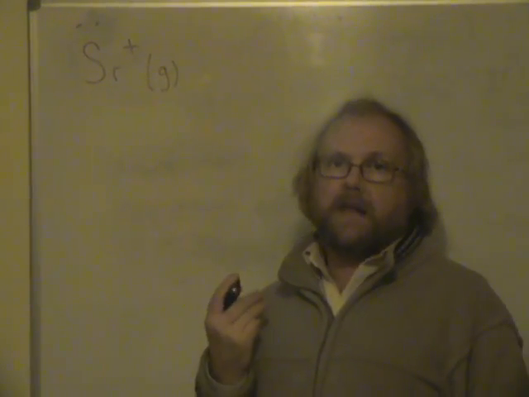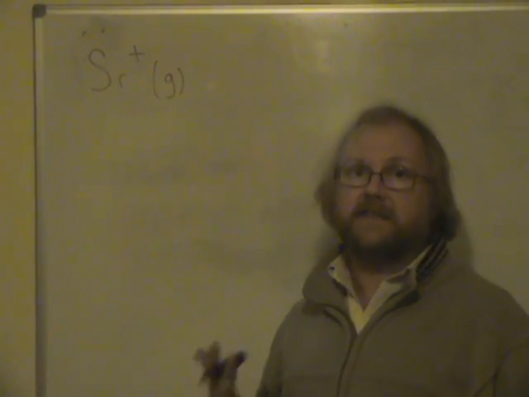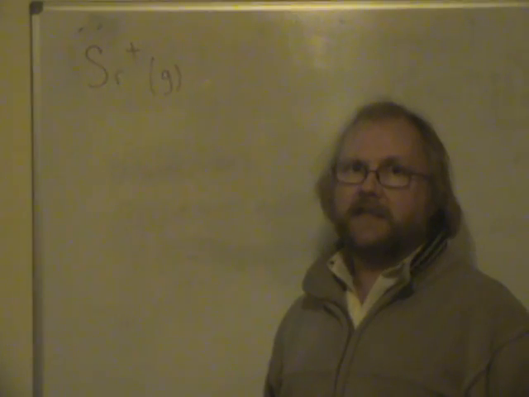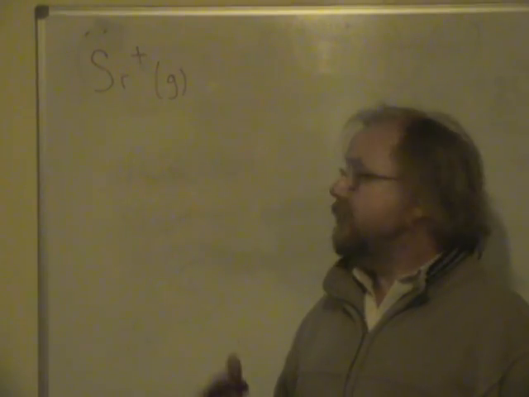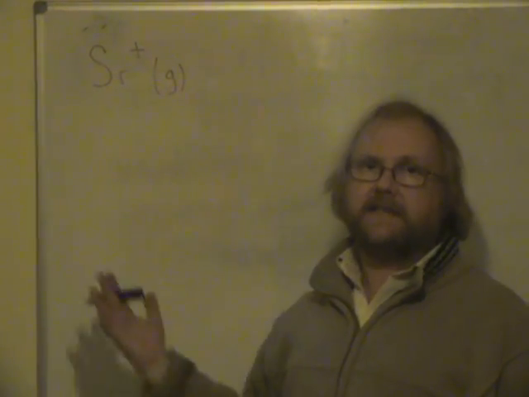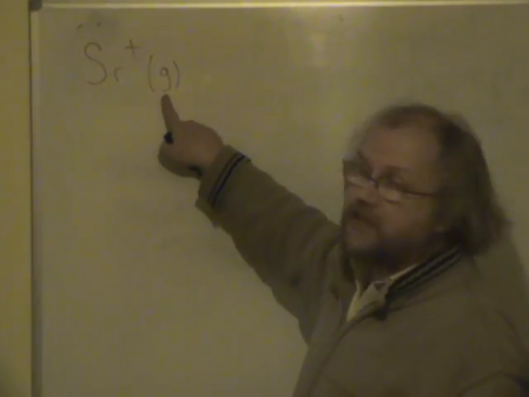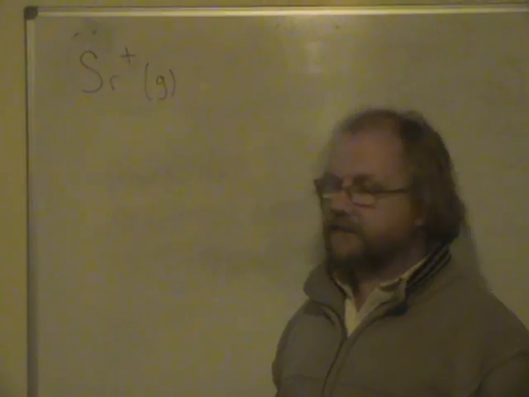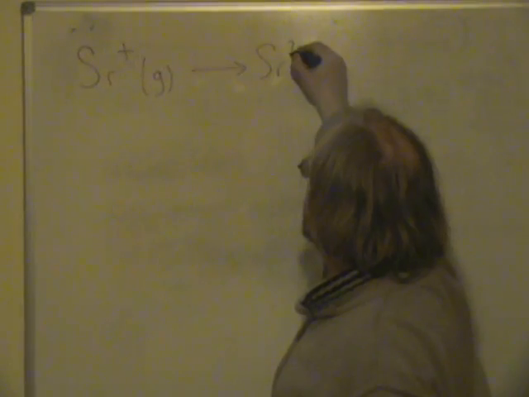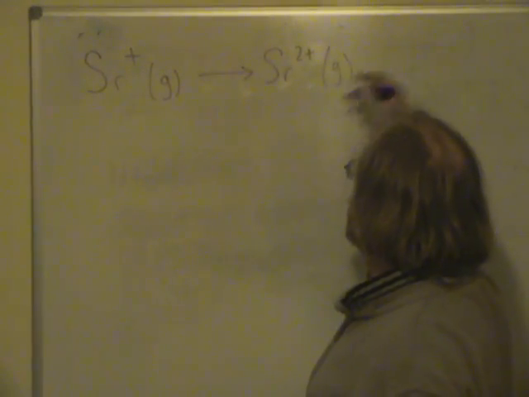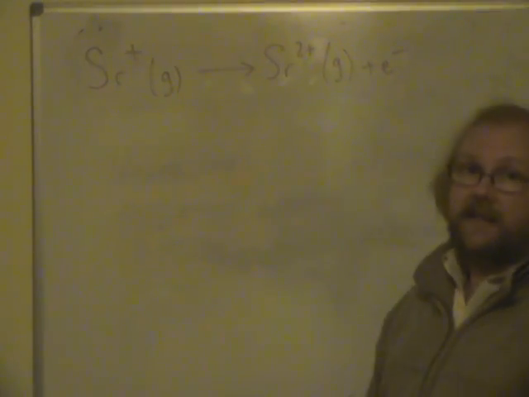A lot of people tend to get that one wrong because they think, oh, strontium, that's a metal, that means it's a solid. Yeah, it is normally, but we're not talking about normally here, we're talking about when you measure the ionization energy, and in that case the definition requires a mole of gaseous 1+ ions. So you have to vaporize it first. So ionization energy equations, it's always gaseous. And the second ionization means it loses another electron, so it turns into strontium 2+. Again, it needs that state symbol, still in the gas phase, and there's the extra electron that it's now lost.